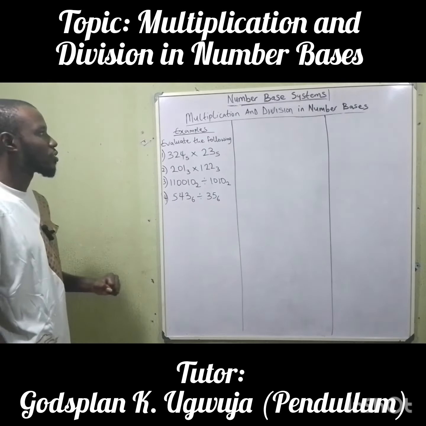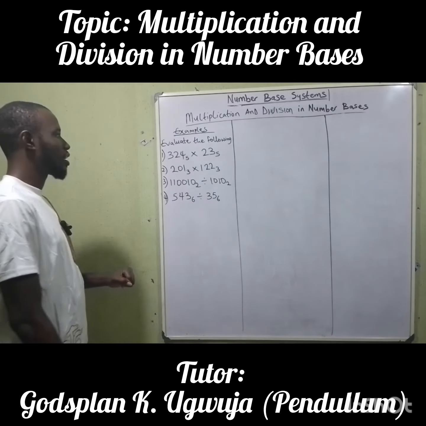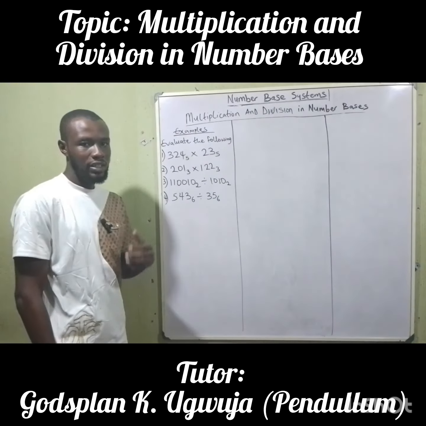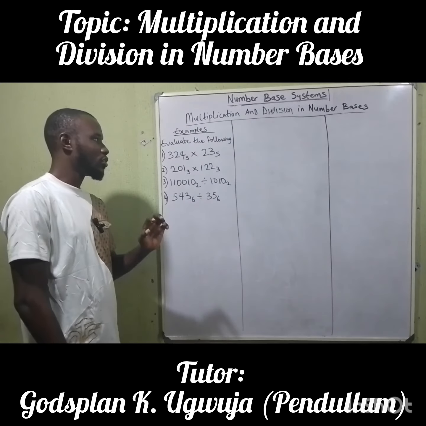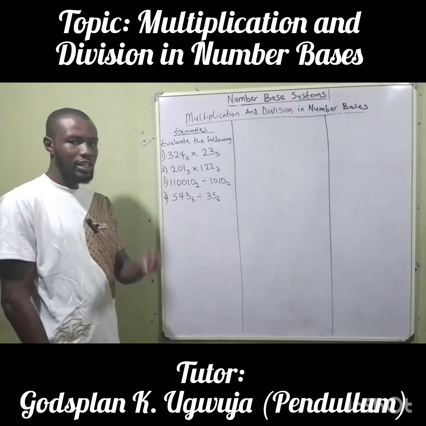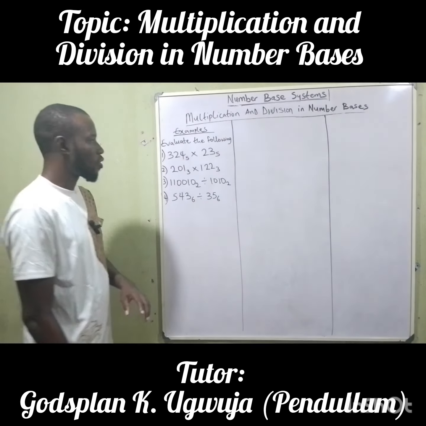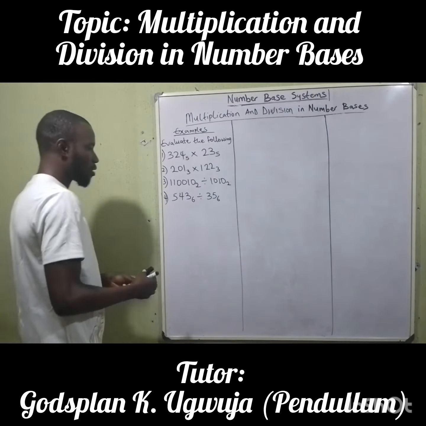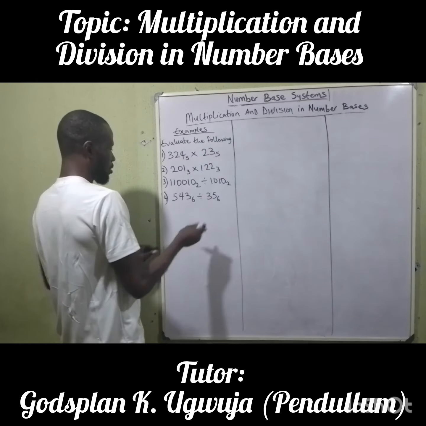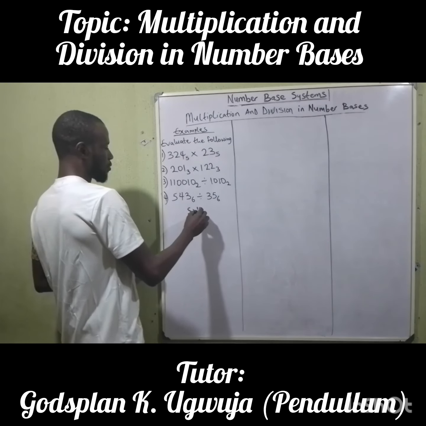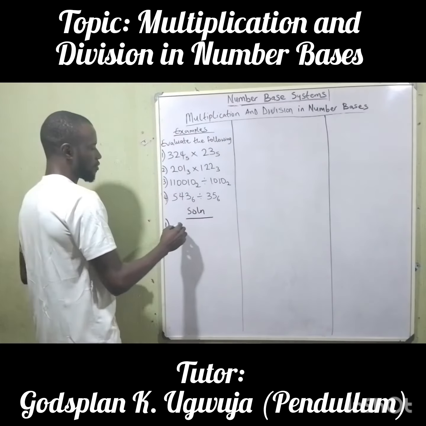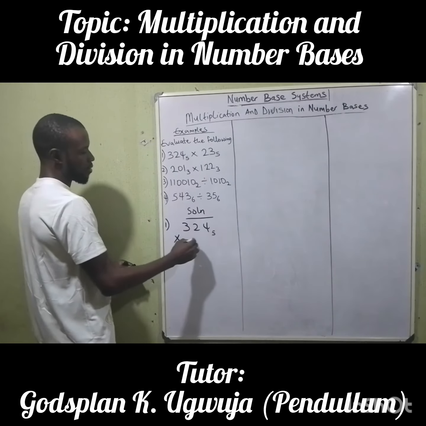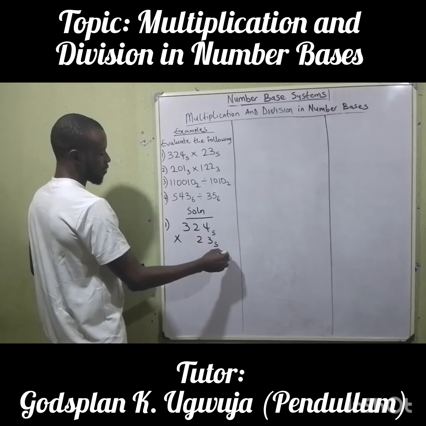Alright, so welcome. Let's go into this. We have 4 examples here that we'll solve. If you notice, I always like doing ample examples so that you are really clear on any topic we are to cover. So we have to evaluate the following. Let's do it one by one. The first one, we have 324 in base 5 multiplied by 23 in base 5.